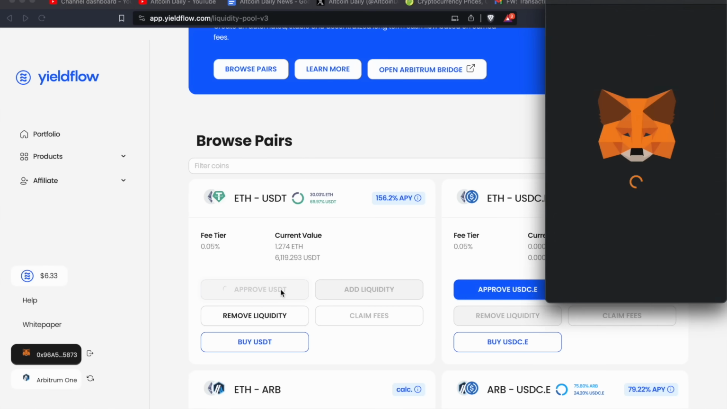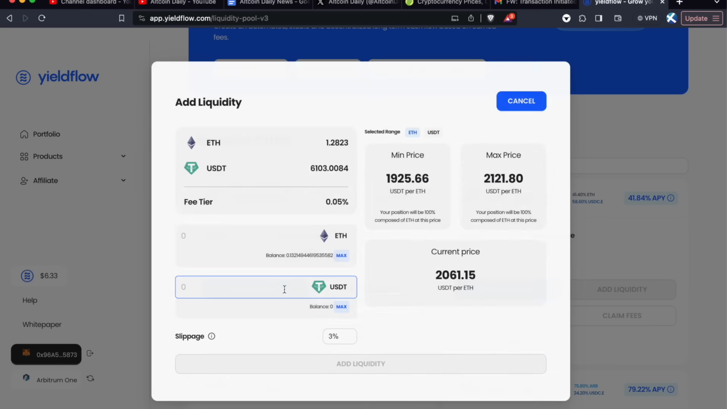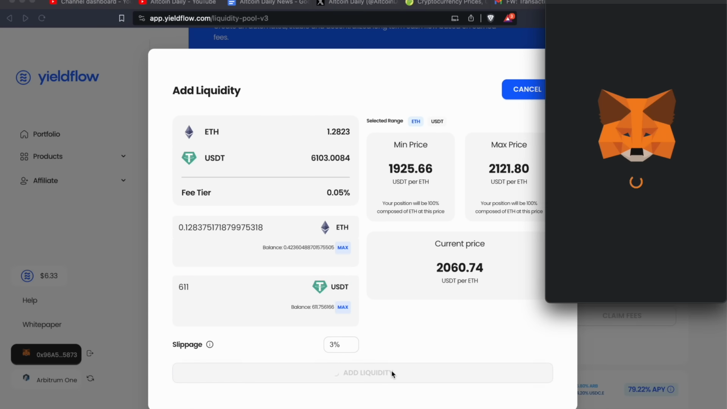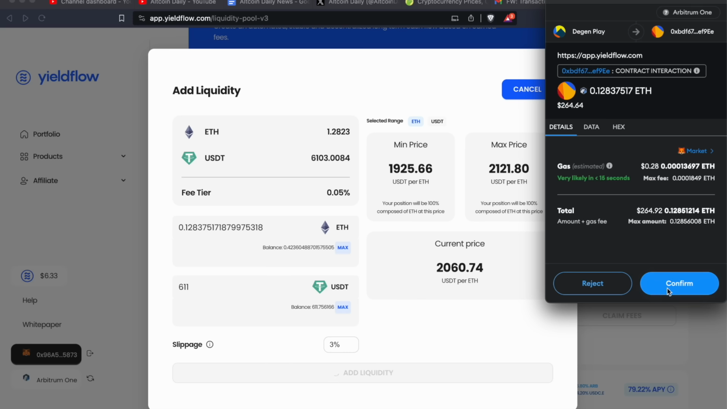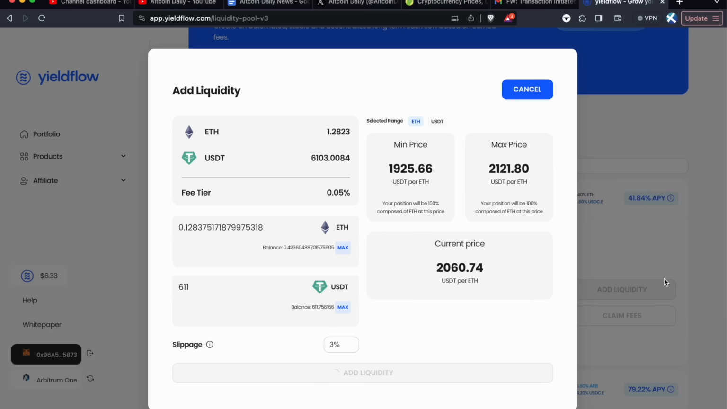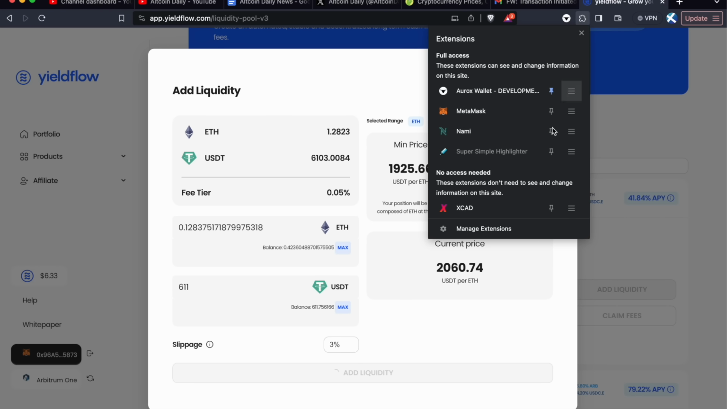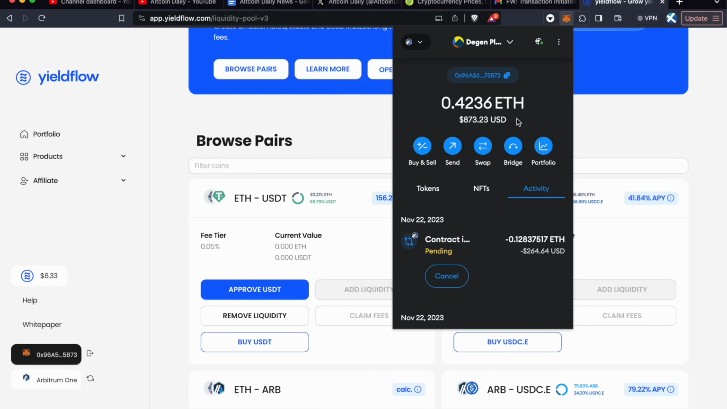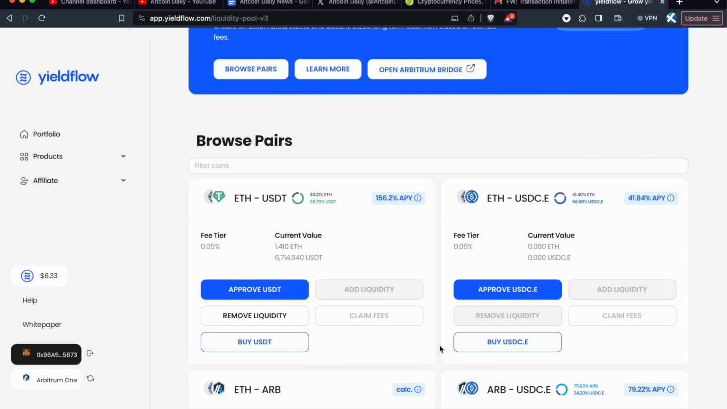And I'm going to choose to redeposit, add liquidity, do the gas fee. And as you can see, we're waiting on the blockchain. And boom, there it is. That was 9 days. Let's check back in another couple weeks around the 2-month-ish mark.